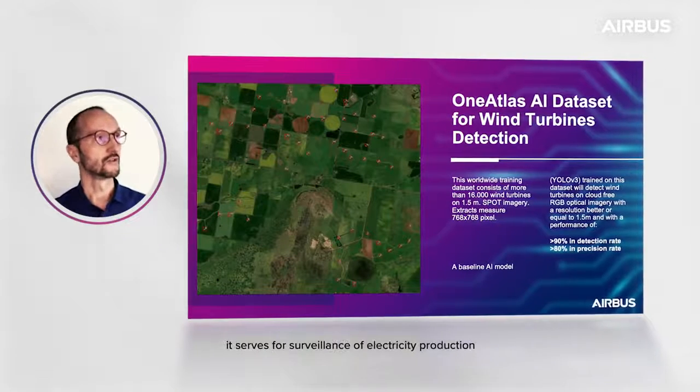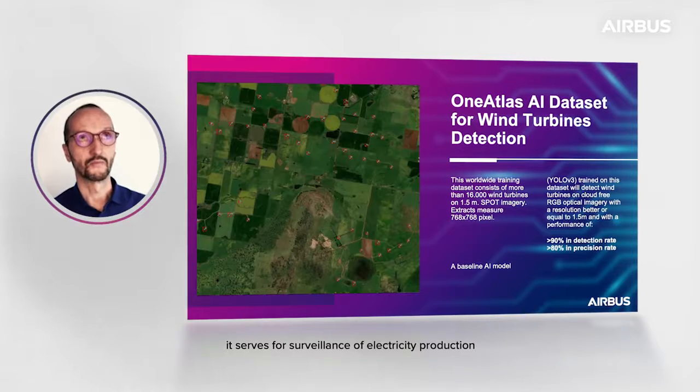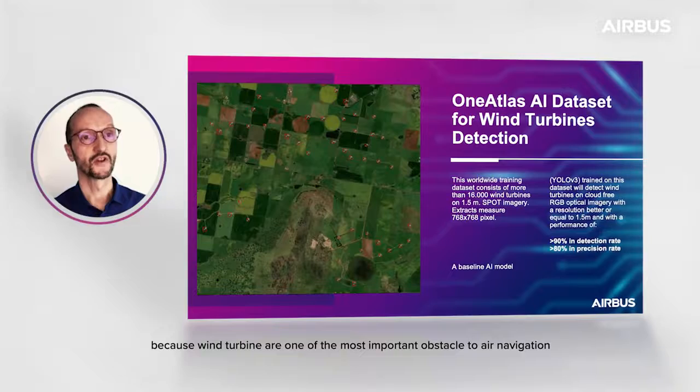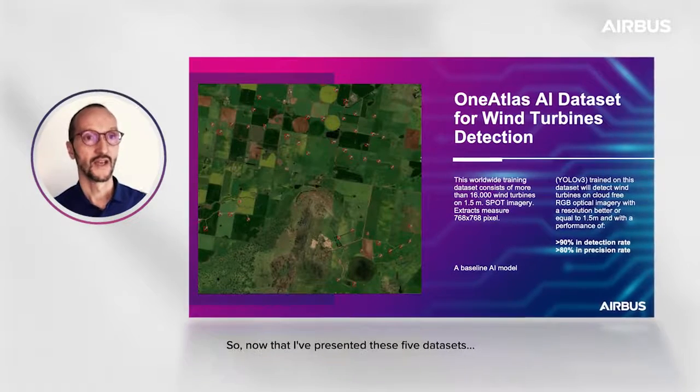It serves for the surveillance of electric production, but also air navigation obstacles, because wind turbines are one of the most important obstacles to air navigation.